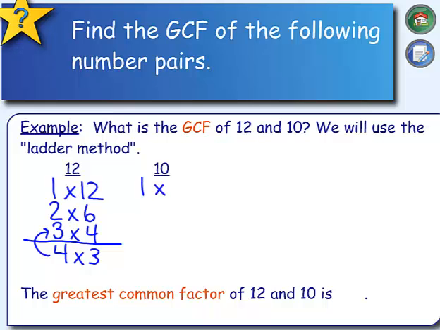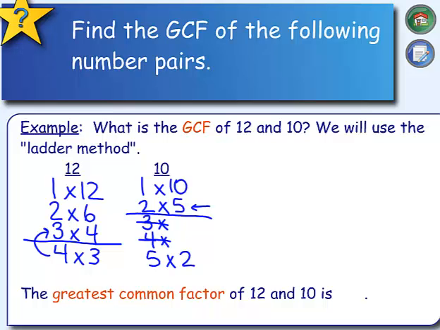Let's try 10. We know 1 times 10. We know that 2 is a factor of 10 because 2 times 5 is 10. 3, does 3 go into 10? Not equally, so we're just going to put a line through that. 4 is not a factor of 10, but 5 is a factor of 10. 5 times 2. Notice it's the reverse of 2 times 5. So you can draw a line underneath the reverse, and you have all of your factors.